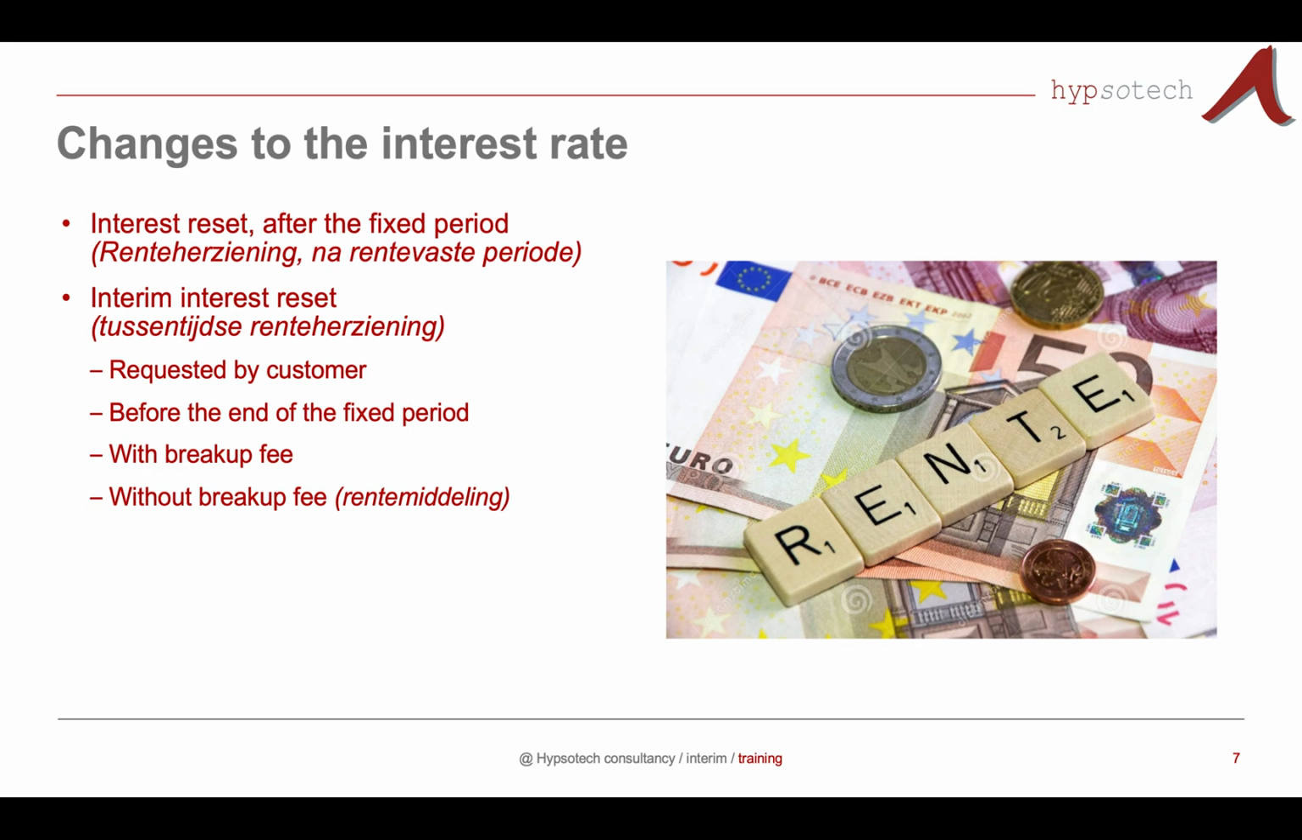But customers sometimes don't want to wait until the reset date, and they want to have, let's say, a reset of interest earlier. So it's always on request of the customer. And there are two ways to do that. It's with a breakup fee: the consumer is not fulfilling the whole interest period, he wants to break up. And normally he wants to break up when the interest is lower, and that is a disadvantage for the bank. So this disadvantage will be translated into a breakup fee.